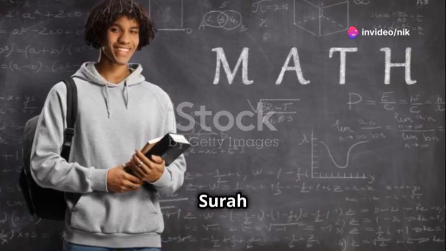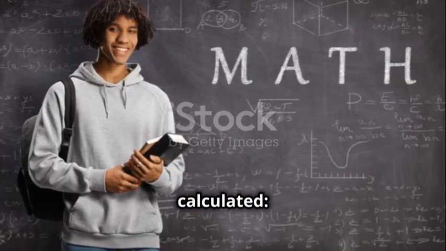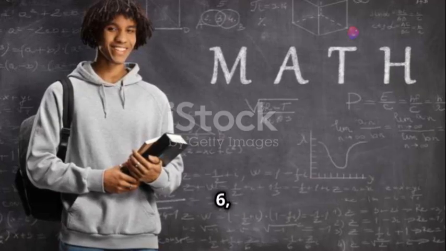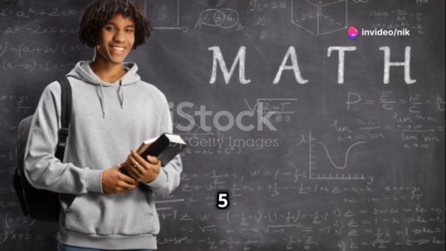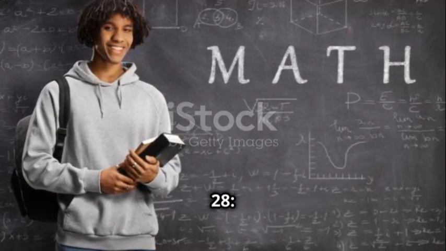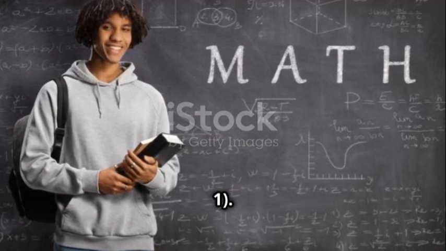Example: if Surah Al-Fatiha has 7 verses and each verse's digital root is calculated, let's say the digital roots are 1, 2, 3, 4, 5, 6, 7. Sum these: 1 plus 2 plus 3 plus 4 plus 5 plus 6 plus 7 equals 28. Digital root of 28: 2 plus 8 equals 10, 1 plus 0 equals 1.